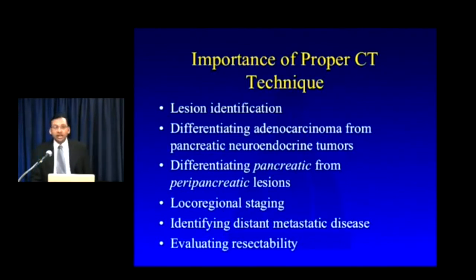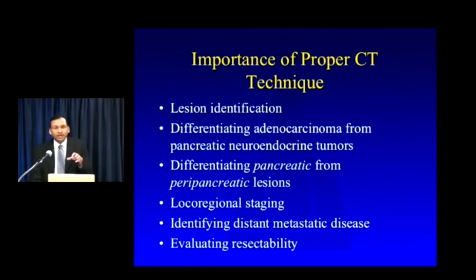Now, as far as I'm concerned, having proper CT technique is absolutely critical when you're imaging a pancreatic mass. Not only is it going to help you in terms of identifying the lesion, but if you don't have the right technique, you're not going to be able to tell what that mass is. Is it an adenocarcinoma? Is it a neuroendocrine tumor? And moreover, you're really going to have trouble telling whether you're dealing with a pancreatic or a peripancreatic lesion.